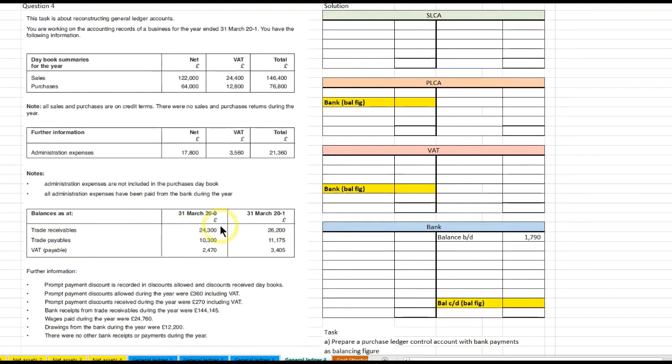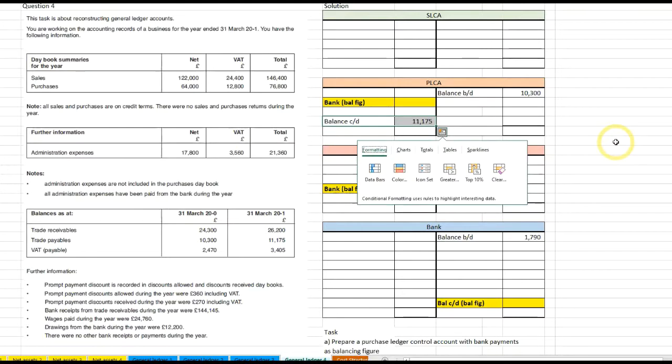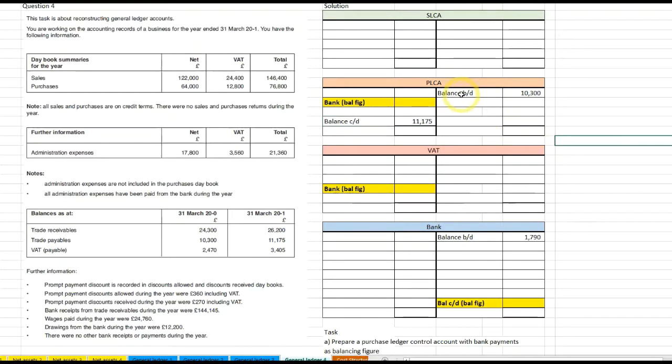Trade receivables, I'm not going to bother with that one for now. I'm going to go straight to trade payables. Here I've got my opening 10,300 and my closing 11,175. I'm going to do the same for VAT payable. There we go, my 2470, my 3405. So now I've got my opening and closing balances in those accounts.